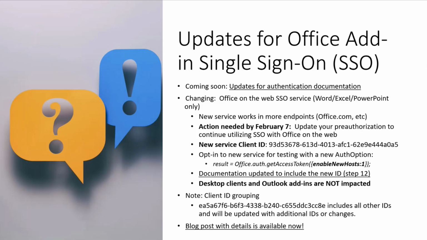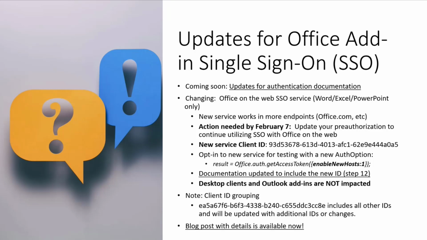Reminder that this does not impact anything with desktop or Outlook, but it is really important to get that new client ID, because if you don't, SSO for Office on the Web will use this new service starting the week of February 7th. And in doing so, your users will then have to go back to that fallback method, which obviously is not as ideal if you have SSO already implemented.